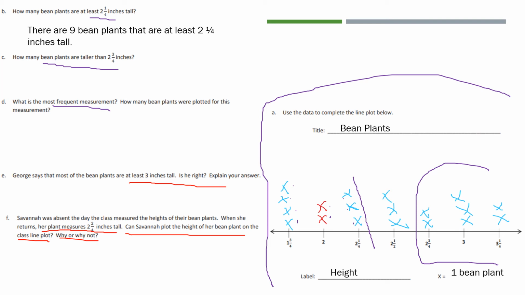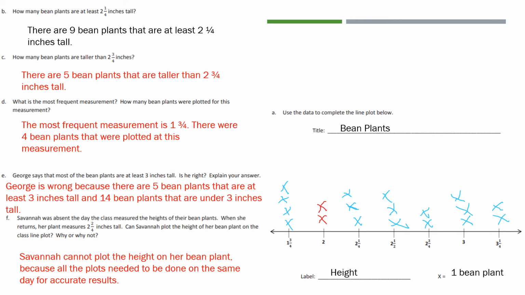All right, and we are going to go over these answers now. Hopefully you had enough time. If not, just press pause. So here you can see I went over the answers. So for number 2, how many bean plants are taller than 2 3/4? I said there are 5 bean plants that are taller than 2 3/4. So here are 2 3/4. We want to know what is taller. And so we can see here, there's 1, 2, 3, 4, 5.